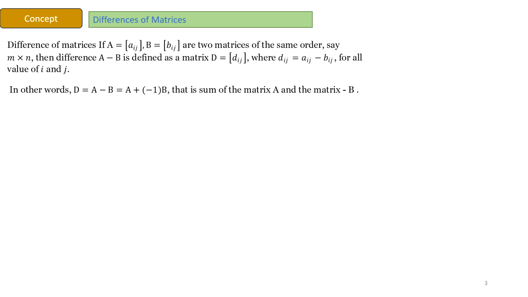Alternatively, we can represent D as the sum of the matrix A and the matrix minus B. A solved example of matrix subtraction together with matrix multiplication is shown in the slide.